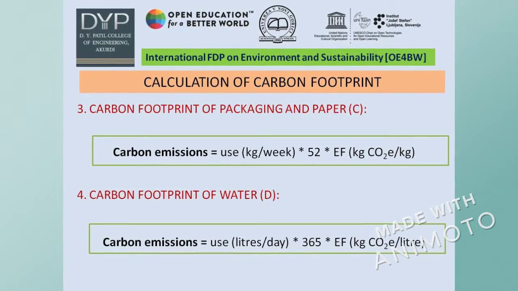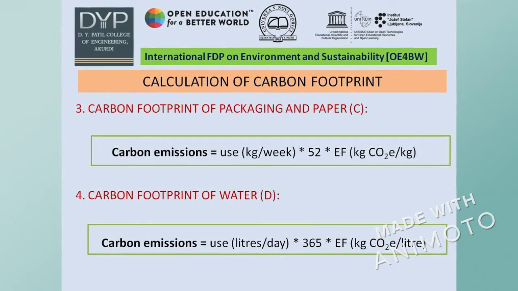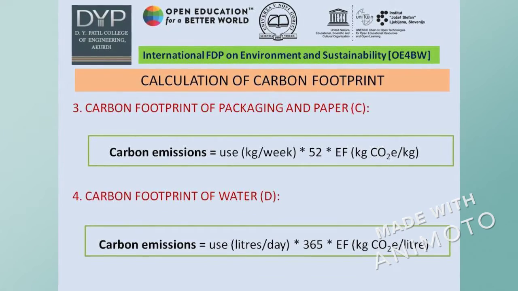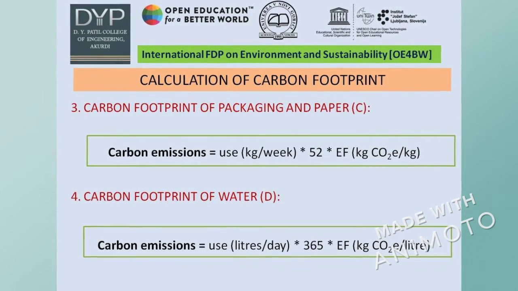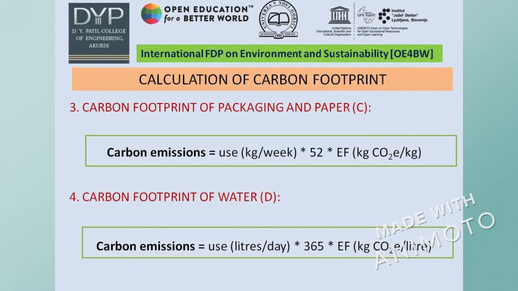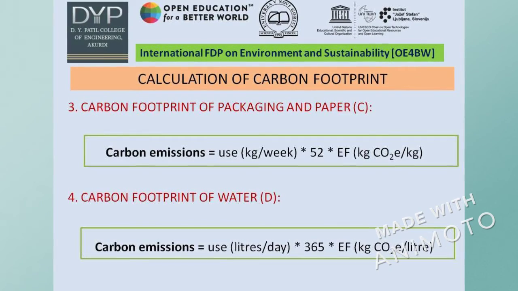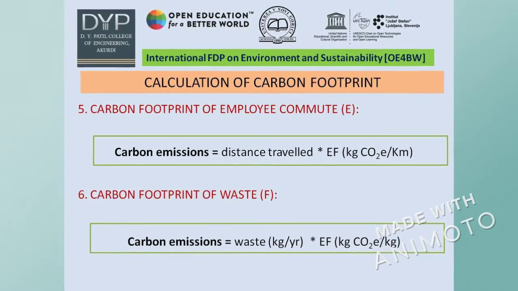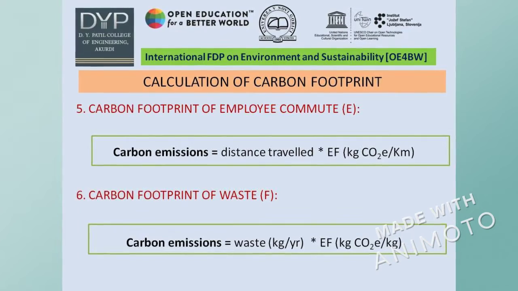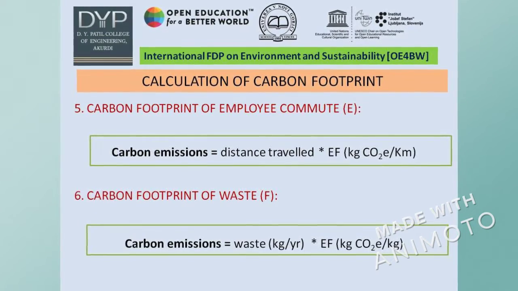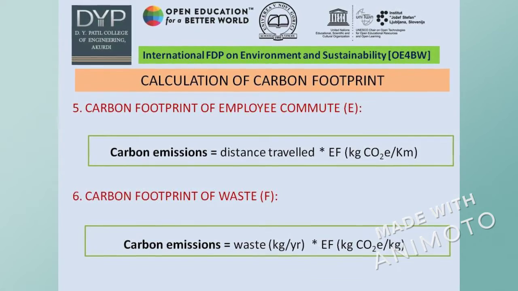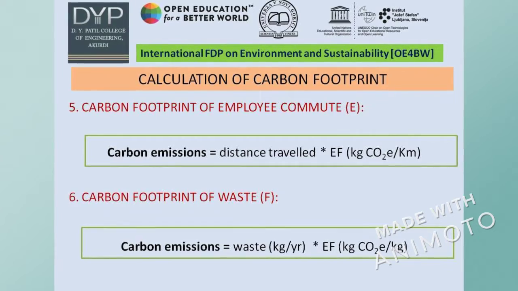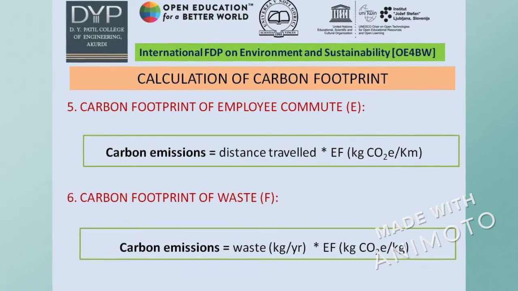Likewise, the carbon footprint of packaging and paper is denoted by C, and the formula for that is use in kg per week multiplied by 52 multiplied by emission factor. And the carbon footprint of water, denoted by D, is use in liters per day multiplied by 365 multiplied by emission factor. Likewise, the carbon footprint of employee commute is denoted by E, and emissions equal distance travelled multiplied by the emission factor. Carbon footprint of waste, denoted by F, is equal to waste in kilograms per year multiplied by the emission factor.